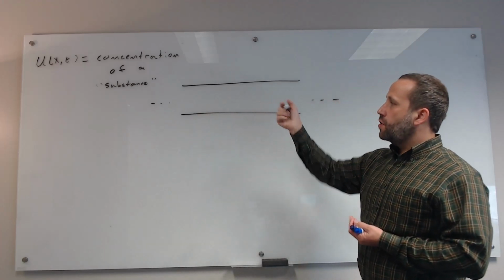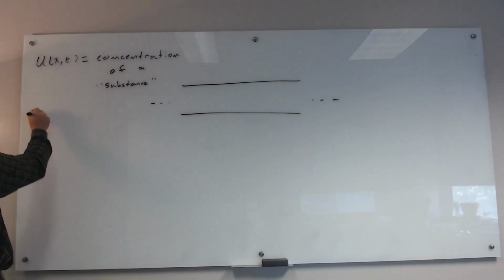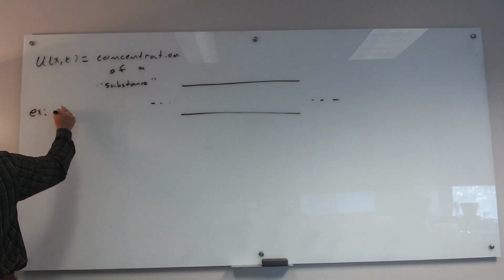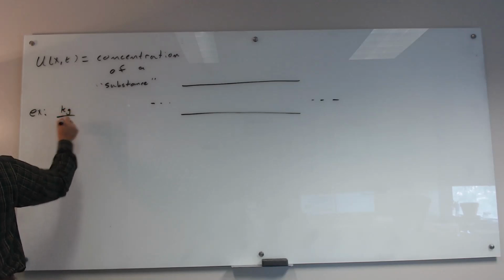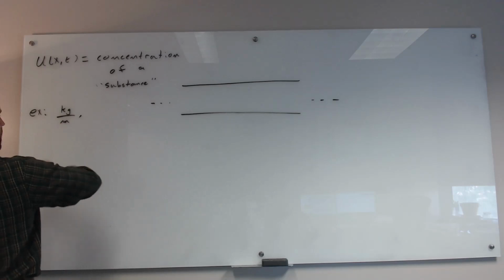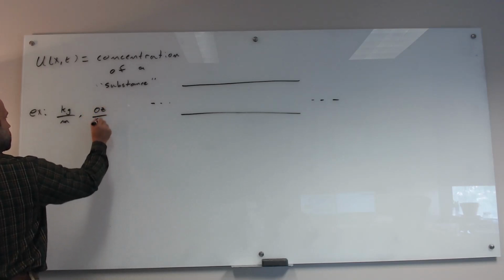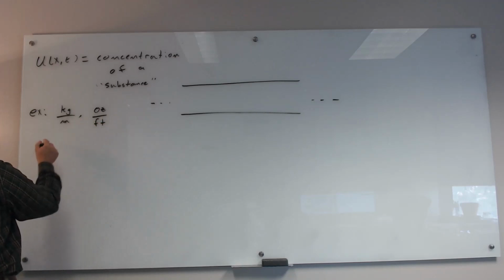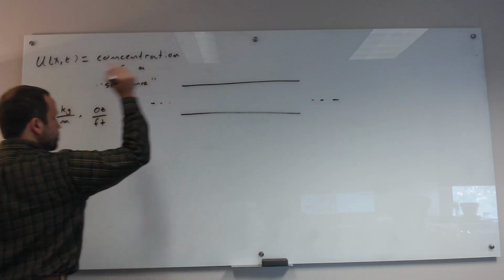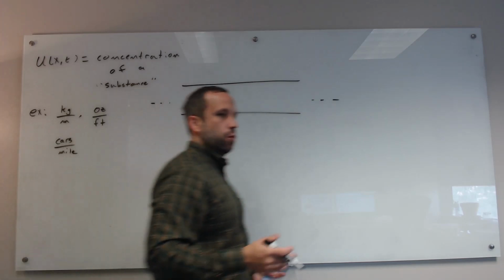And so the units here, example units, are going to be things like kilograms per meter if we're measuring the pollution in kilograms. Or if we're measuring the dye in liquid measurements, maybe it could be ounces per foot. Or if this is a road and we want to look at cars, it could be cars per mile. Okay, so any of these will work.